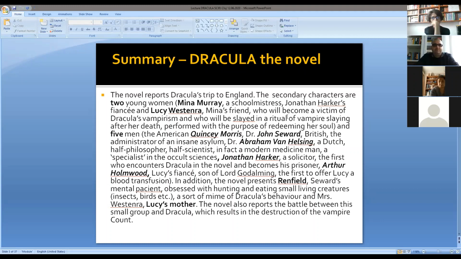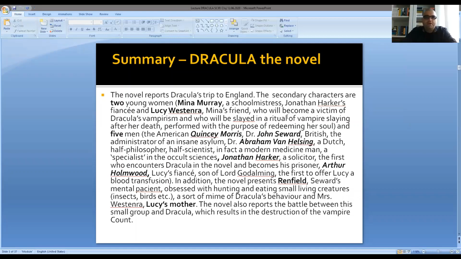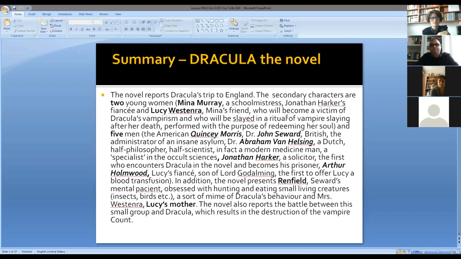In addition, the novel presents less important characters such as Renfield. He is Seward's mental patient, obsessed with hunting and eating small living creatures like insects, birds, etc. He's a sort of mime of Dracula's behavior. He's very much influenced by Dracula in the novel. And Lucy's mother, Mrs. Westenra, dies and is buried alongside her daughter. The novel also reports the battle between this small group of characters and Dracula, which results in the end in the destruction of the vampire count.